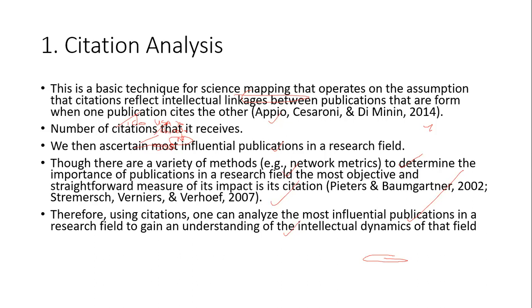Within a research field, we can say that the most cited paper is very influential in that particular field. If you look at those who do corporate governance, there are authors like Fama and Jensen, then Berle and Means. I think they now have tens of thousands of citations. We can't really argue that they are just being favored. What it simply means is that their publications are driving the research and theory in that particular field. Though there are a variety of methods to determine the importance of publications in a research field, the most objective and straightforward measure of impact is citations.